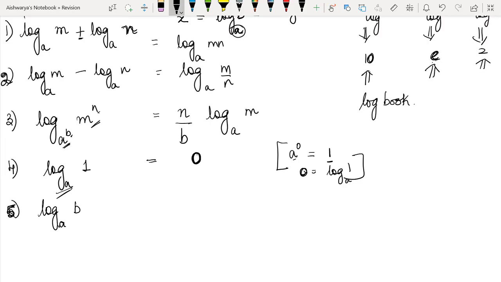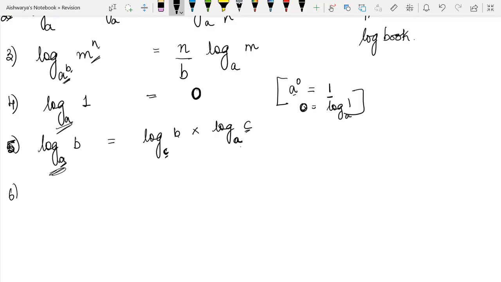Suppose you have log b to the base a and you want to change the base from a to c. So just write it as log b base c multiplied by log c base a. Okay. Now if you don't remember this, don't worry. All you have to remember is that the c and the c get cancelled. Then what happens? Log b base a will alone remain. So that is log b base a. That is an easy way to remember. So this is one property in change of base.